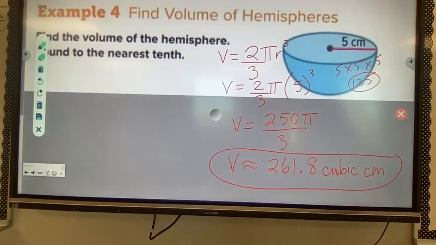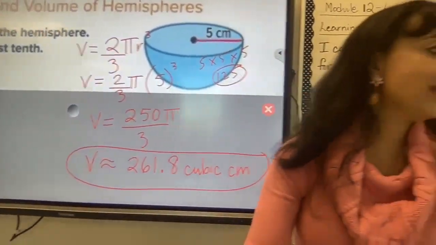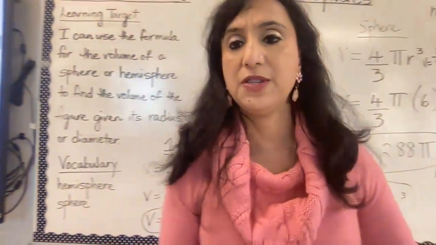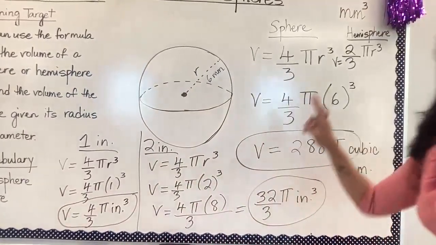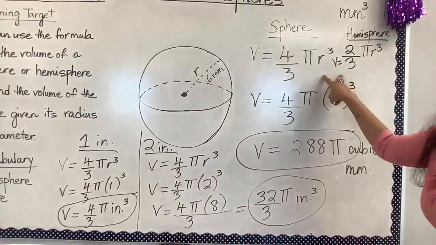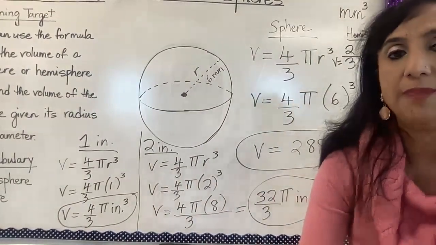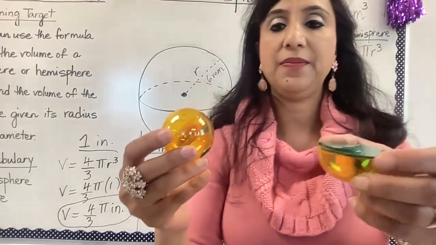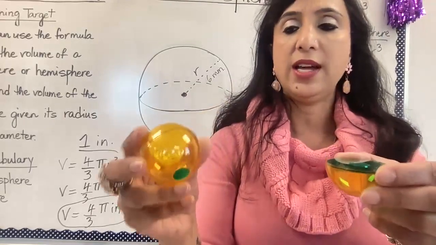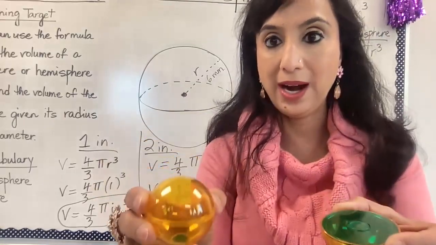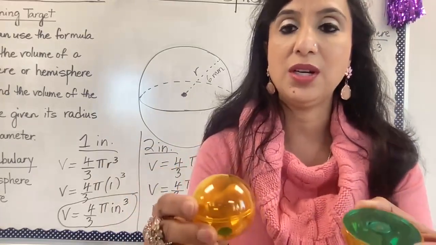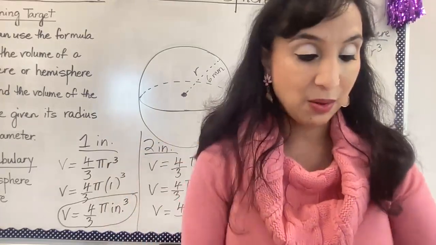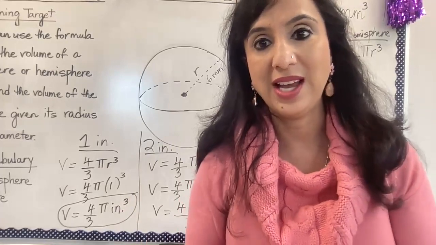That's basically what this lesson is about, finding the volume of spheres and hemispheres. Please remember what I just showed you between these two. A hemisphere is half of the sphere, and if this is 4/3 pi r cubed, the hemisphere is going to be half of that. That's why it is 2/3 pi r cubed. And that's how we calculate the volume of spheres and hemispheres.